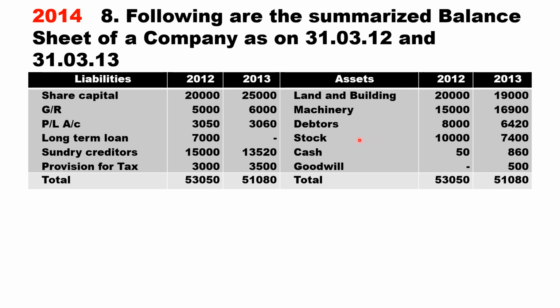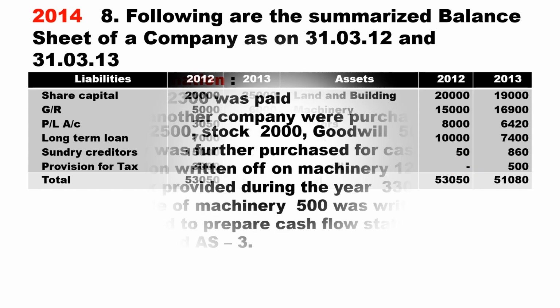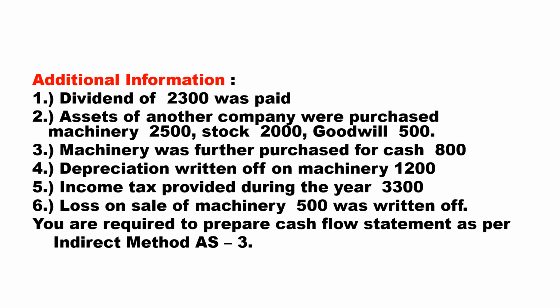Stock, operating activity, there is a decrease in stock of 2,600. So you should add. Opening cash 50, closing cash 860. So this will come in CFS, and then we have goodwill in the current year, 500. Additional information: dividend of 2,300 was paid. So it should be added in operating activity, deducted in finance activity.